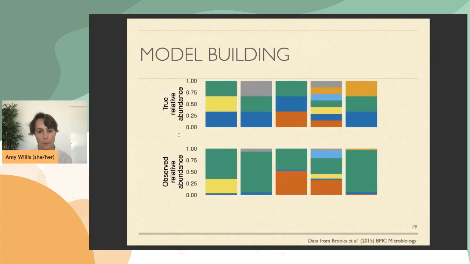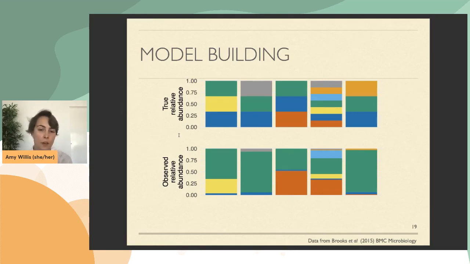So I've pulled out a couple of the mock communities from the data set that I showed earlier. So I've got 5 different mock communities here. On the top panel, I've shown their true composition, their true relative abundance as they've been constructed artificially. And then in the lower panel, I've shown their observed relative abundances that came out after 16S sequencing. So what these 5 samples have in common is that they all contain the same 2 taxa, this green taxon and this blue taxon. So that's Lactobacillus iners and Streptococcus agalactiae.